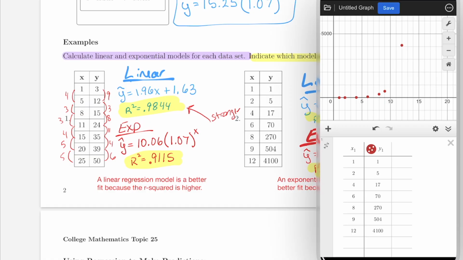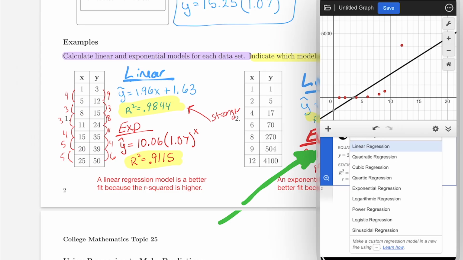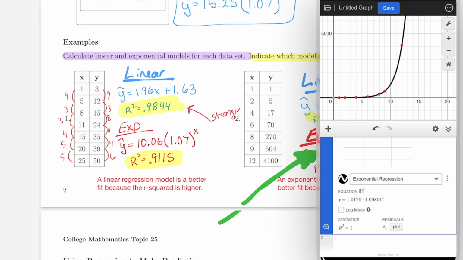Let's see if I can't. Okay. So it's this. Oops. It's this icon right there, the one that looks kind of like some dots with a line through it. Well, that's actually exactly what we're doing. A bunch of dots, and we're going to graph a line through it. So if you tap that, it automatically just puts a line on there for you, and it gives you the linear regression. And if you tap the little drop-down arrow, you can arrow down to exponential regression.